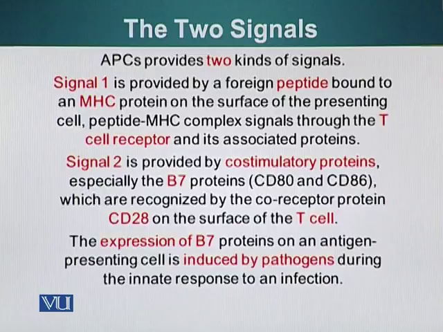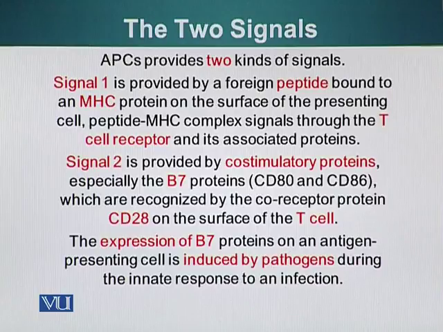APCs, antigen presenting cells, give two types of signals. Signal 1 is provided by foreign peptide bound to the MHC protein on the surface of the presenting cell, and this MHC peptide complex signals through the T cell receptor and its associated proteins. Signal 2 is provided by co-stimulatory proteins, especially B7, the one protein we are going to talk about. I would like to mention that B7 is also referred to as CD80 or CD86.